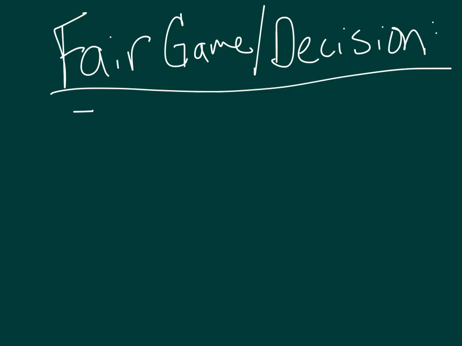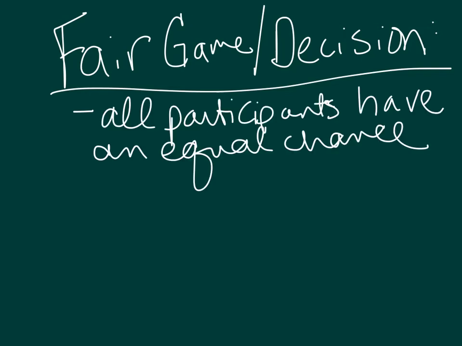Another idea that we want to cover is the fair game and decision idea. It's as obvious as it seems. In it, all participants have an equal chance. This is kind of like random sampling.